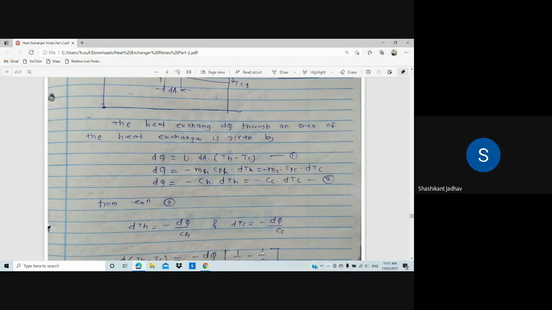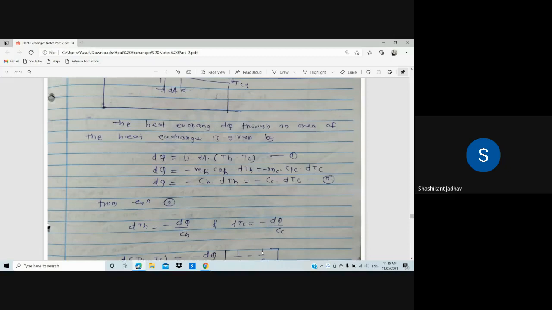Okay, so as we know that the heat transfer rate is calculated using the equation m cp delta T. So in that manner we have to write down the equation dq is equal to minus m dot h into cph into dTh. Here the minus sign means that in the direction from left to right, that is the forward direction, the temperature of the hot fluid decreases. So therefore we have to take the negative sign: minus m dot h into cph into dTh.